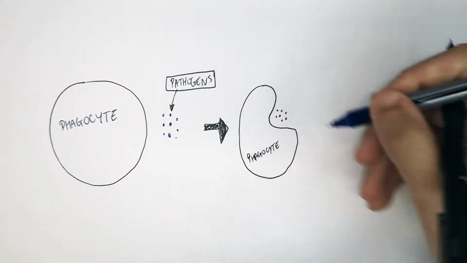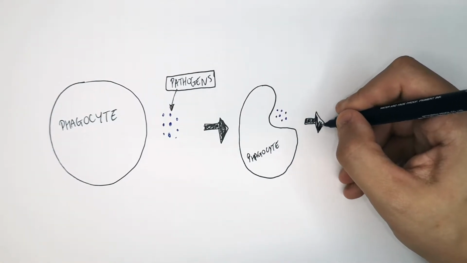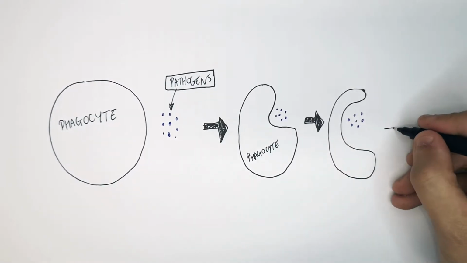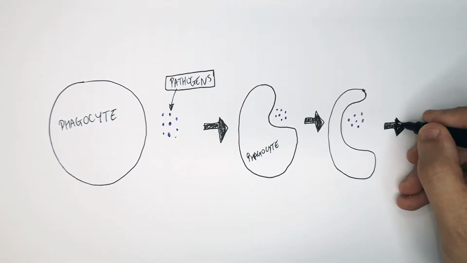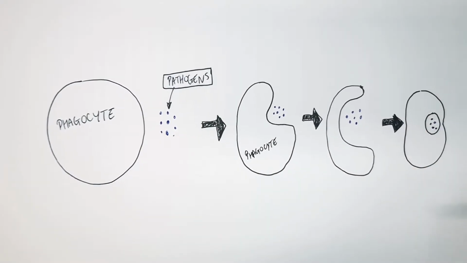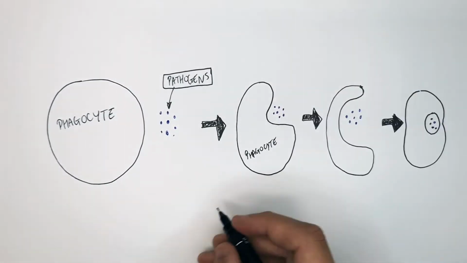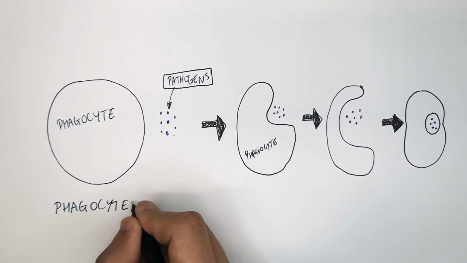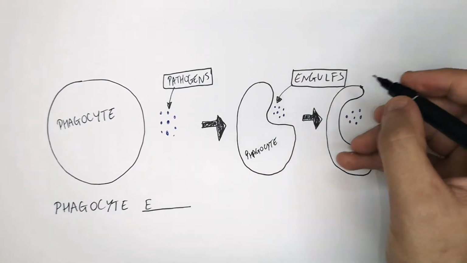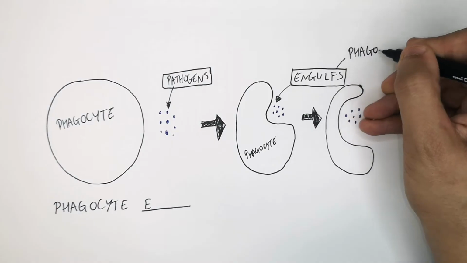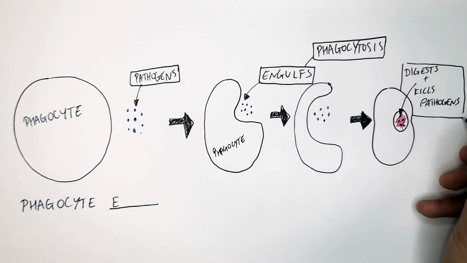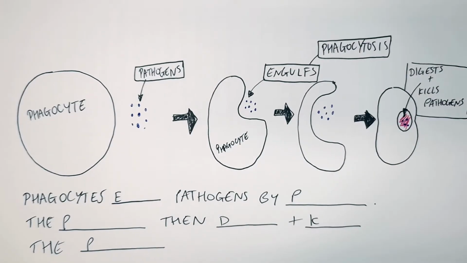A phagocyte will engulf, not eat, the pathogens by phagocytosis. So as you can see, the phagocyte here is engulfing the pathogens, not eating them. Do not write eat. Then the phagocyte will break down and kill the pathogens. What a phagocyte does is engulfs the pathogens by phagocytosis, does not eat them, and then it digests and kills the pathogens. Pause the video here to practice using the keywords.